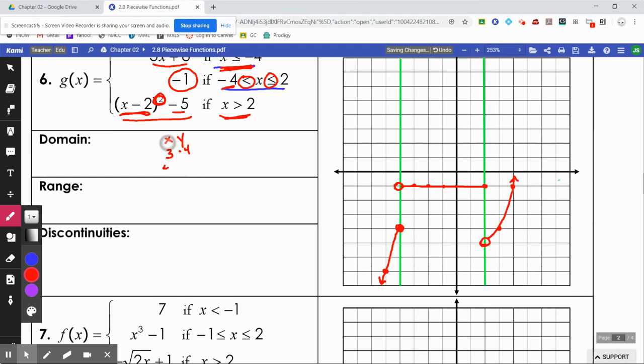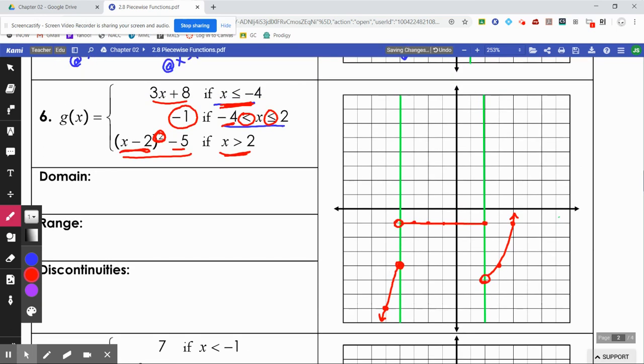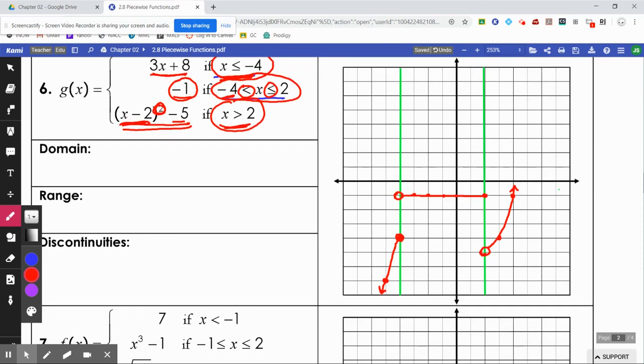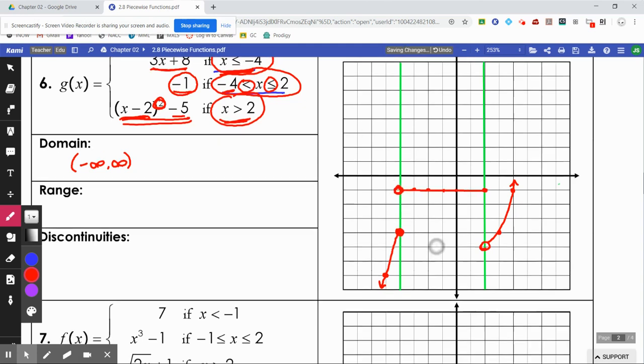So my domain now, and you can always pull your domain from the graph, or you can just look right here. You can plug in anything less than -4 or equal to -4. You can plug in anything from -4 to 2, or you can plug in anything greater than 2. And these functions have no discontinuities. Discontinuities are like division by 0 or the square roots of negatives and things like that. So there's no discontinuities, which you can tell also by your graph. The only discontinuities, excuse me, are the jumps and stuff like that. As far as breaks in the domain, there are none.